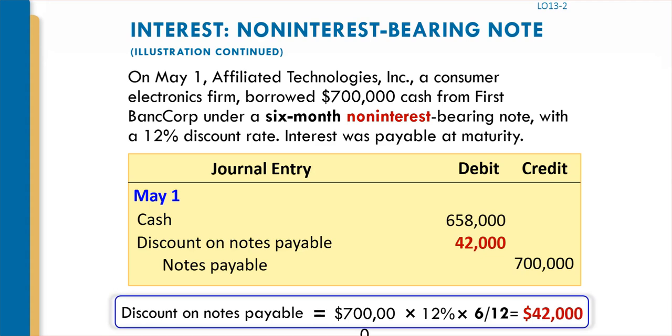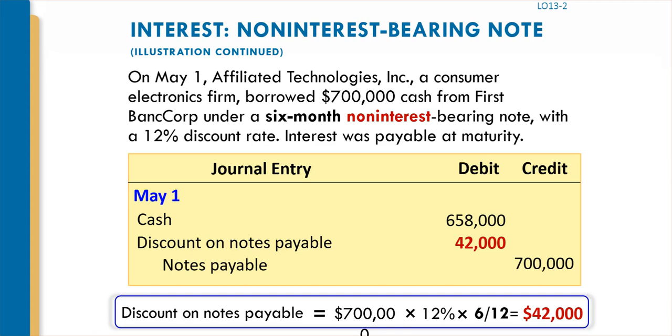Sometimes in the PowerPoints the formatting's not great, so that should be 700,000 times 12% times 6/12, so 42,000. So what we're saying here, as I was saying earlier, is when it's non-interest bearing or zero stated interest, you have to assume that part of the 700,000 is really interest. How much is interest? 42,000. How much is really the principal that's being borrowed? 658,000.